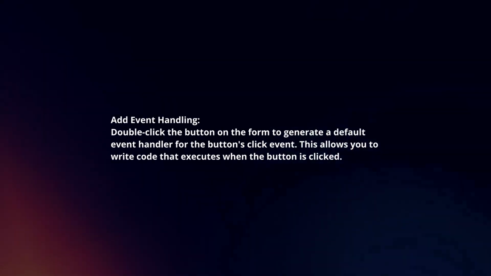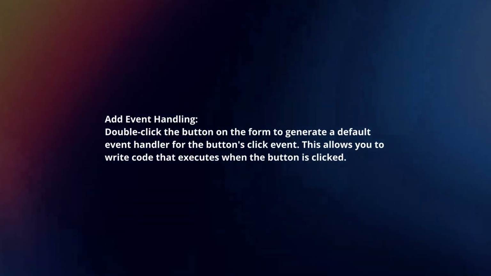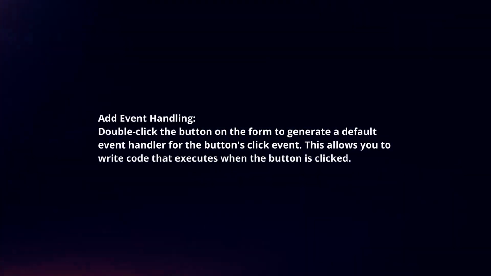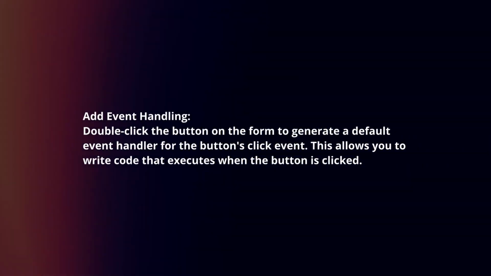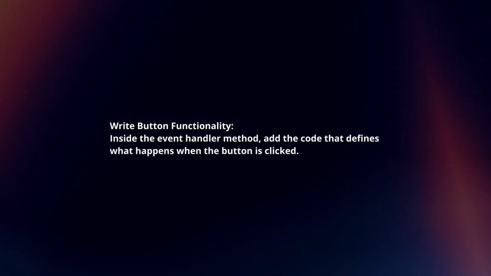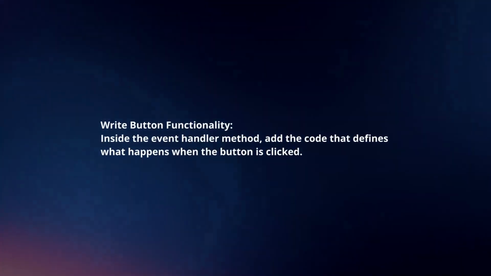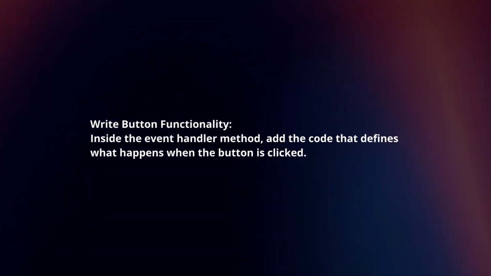Add event handling. Double-click the button on the form to generate the default event handler for the button's click event. This allows you to write code that executes when the button is clicked. Write button functionality. Inside the event handler method, add the code that defines what happens when the button is clicked.